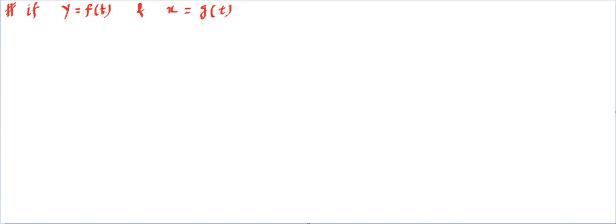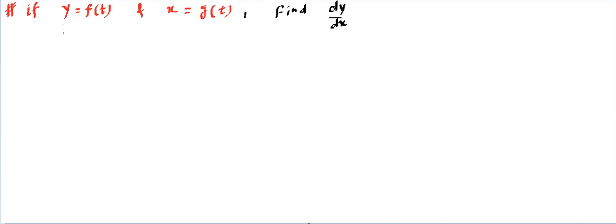If y is given as a function of time and x is also given as a function of time, say g of t, this is also read as a function of time. So both are a function of time, and somebody says find dy upon dx. That means we need to find the differentiation, right? So we are going to differentiate this separately, and this separately, and then we'll be finding this.